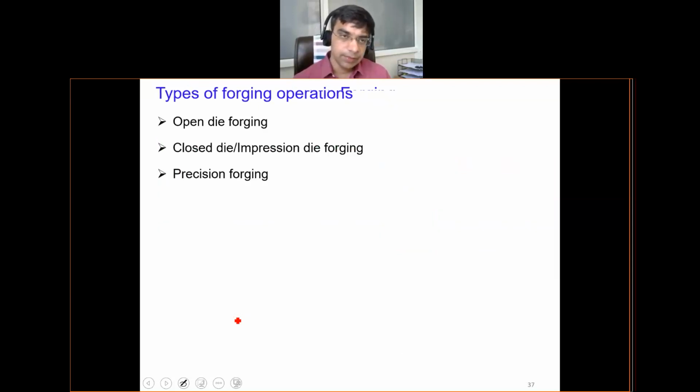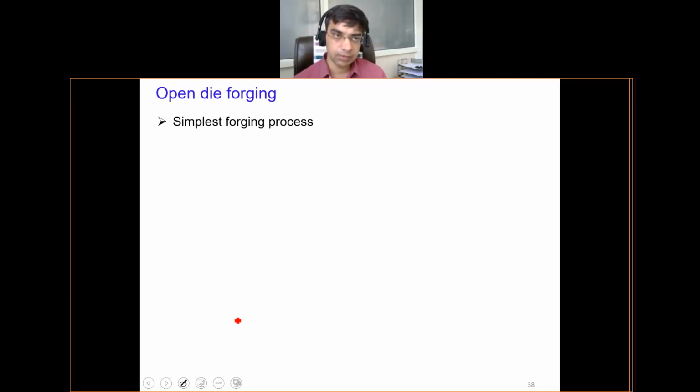So next we will see different types of forging operations. Largely in the scope of this course, we will be discussing open die forging and closed die forging. Precision forging is an advanced forging process in which you have very precise dies which are created, but it is beyond the scope of this course to discuss it in detail. Nevertheless, open and closed die forging will be discussed in more detail.